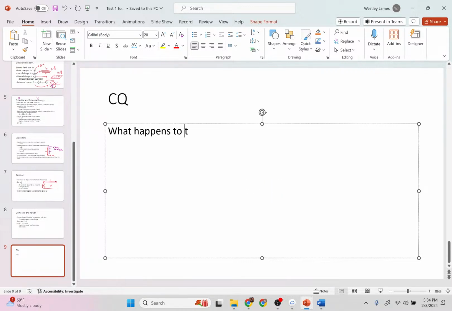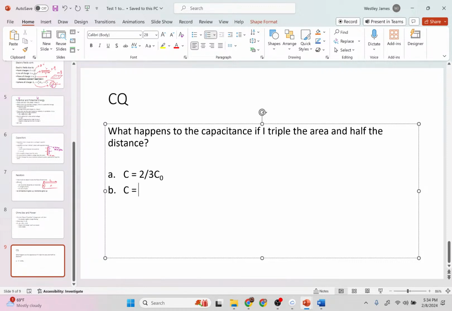So, what happens to the capacitance if I triple the area and halve the distance? Is my new capacitance 2/3 my original? Is my capacitance 3/2 my original? Is my capacitance 2 times my original? Or is my capacitance 1/2 my original? You know what? Let's get spicy. Let's say it's the same.